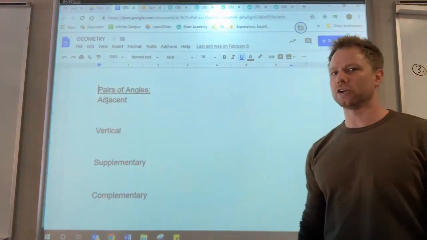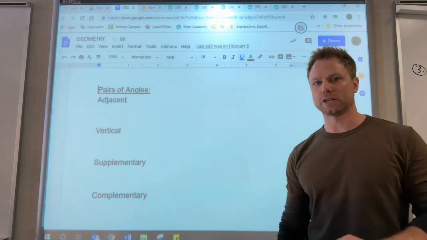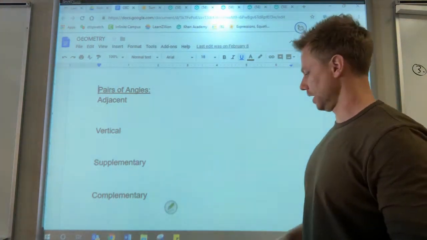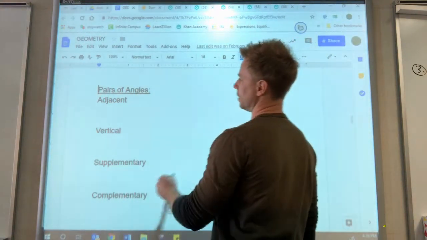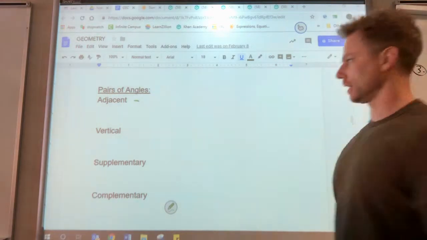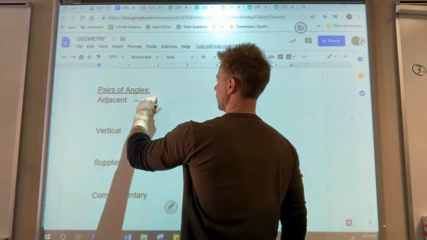Vocab words we need to know before going into Objective 1 practice for angles, triangles, and prisms. First one is adjacent angles. Adjacent angles just means they are right next to each other. Okay, let's write that down.